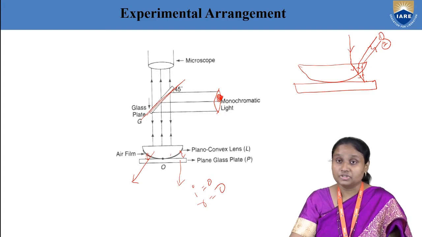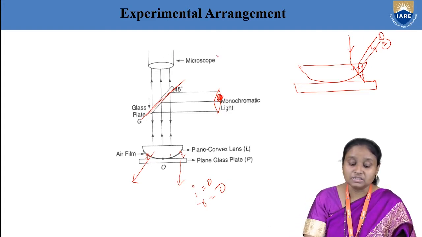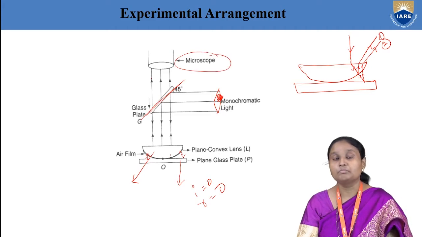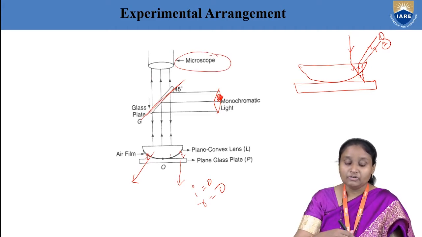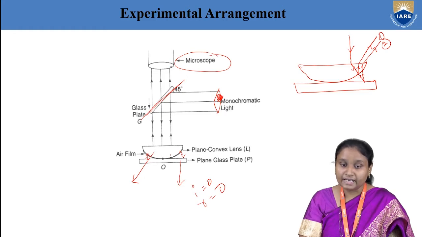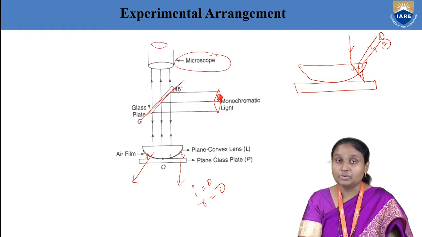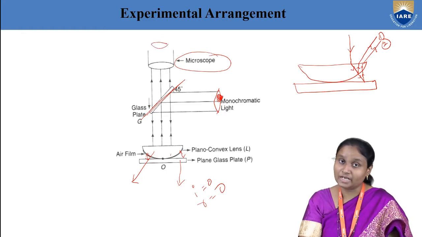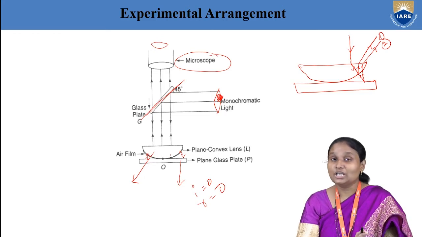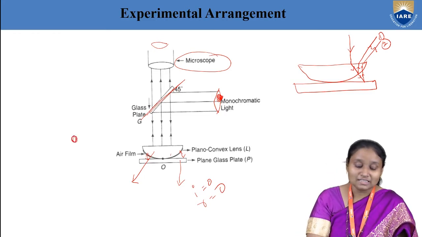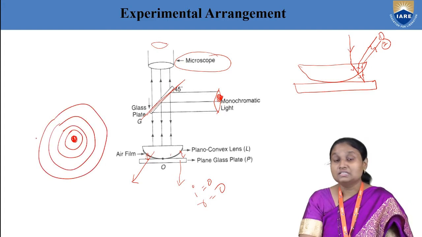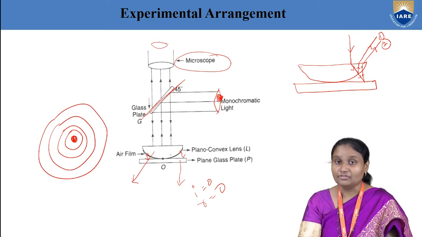Now, how do we observe those fringes? For that, we are taking help of this optical instrument, which is called a microscope. We'll view the light coming out from this setup through the microscope. Those reflected lights will enter the microscope, and if a spectator looks through it, he will of course be able to see bright and dark fringes. But what is the shape of the fringes in this case? You will observe that the shape of the fringes is circular. So you have circular, alternate bright and dark fringes.